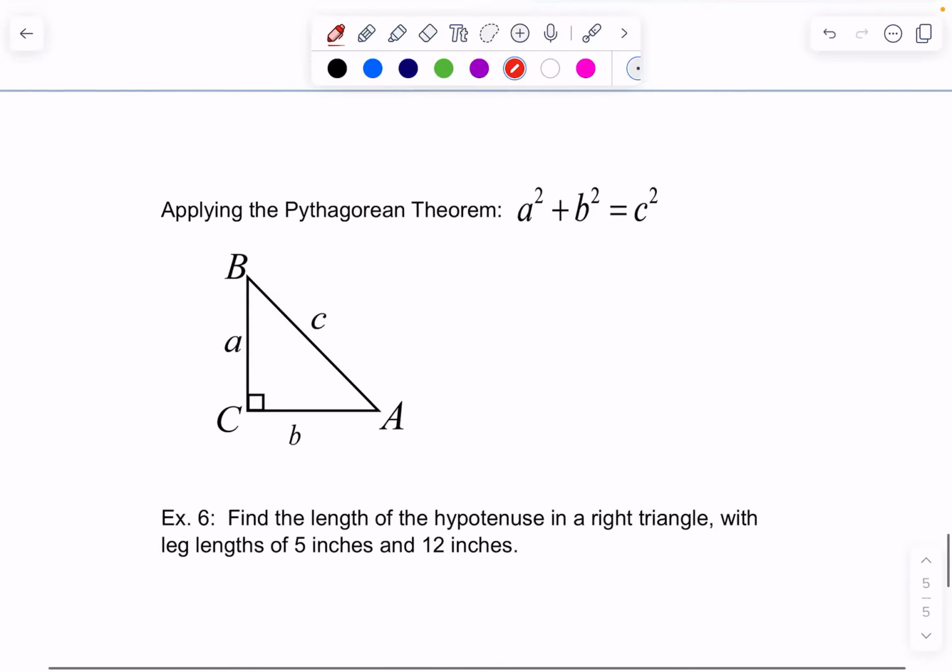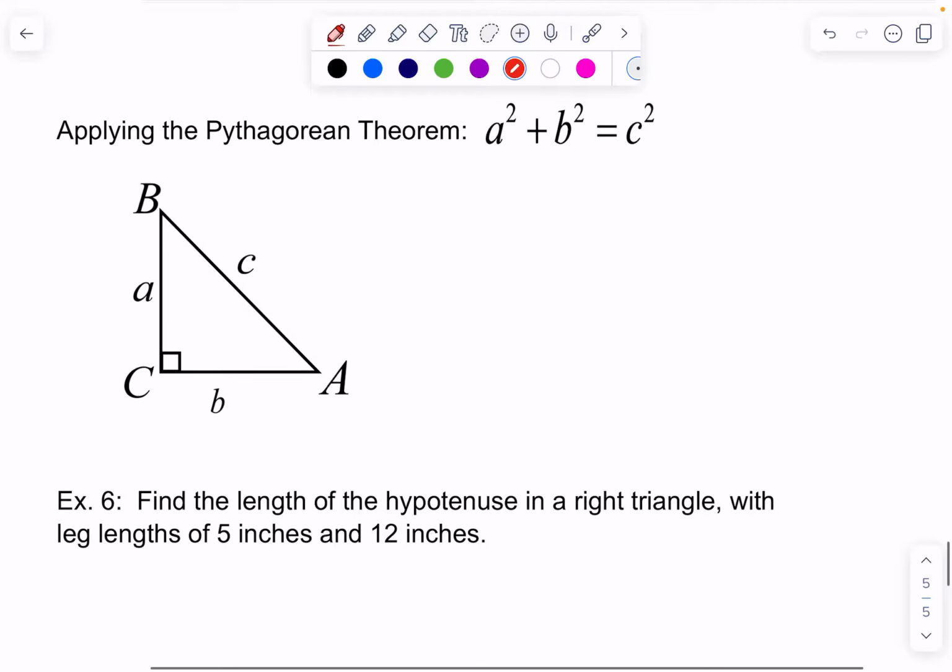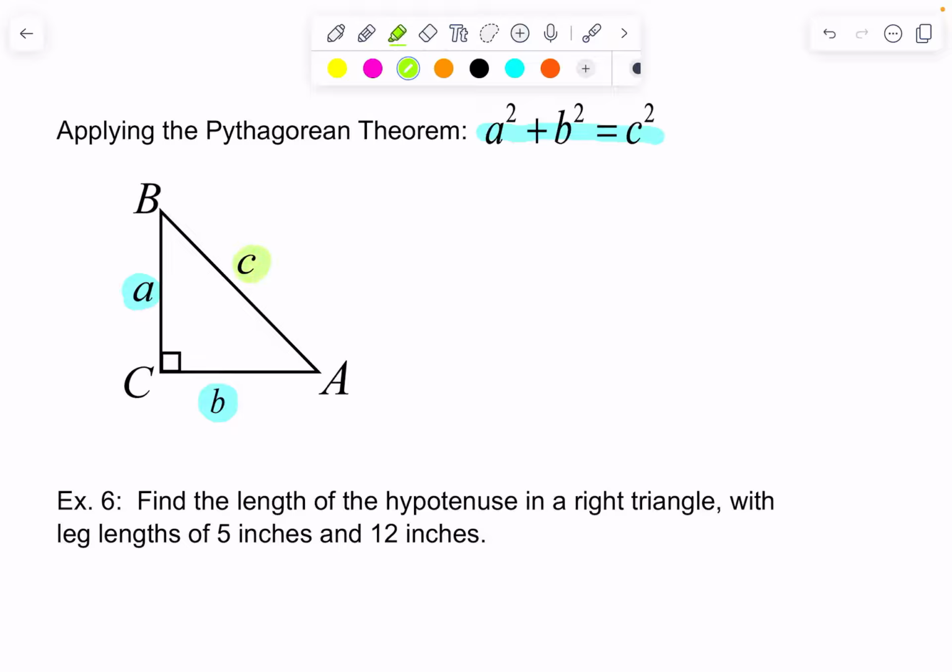All right, last skill we're going to talk about today. We're going to be applying the Pythagorean theorem. Please remember that a squared plus b squared equals c squared, where a and b are legs of the right triangle and c is the hypotenuse. Please note that the hypotenuse is always across the 90-degree angle. So how does this work?